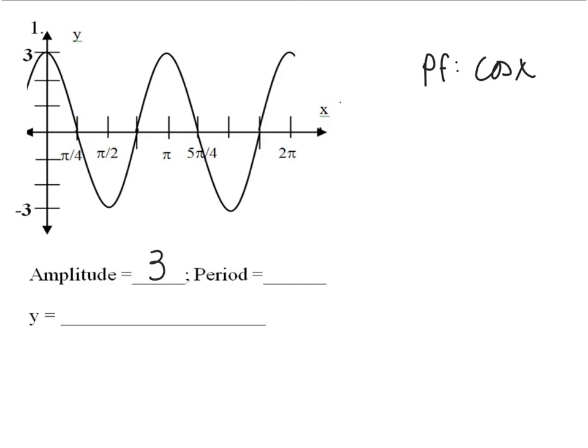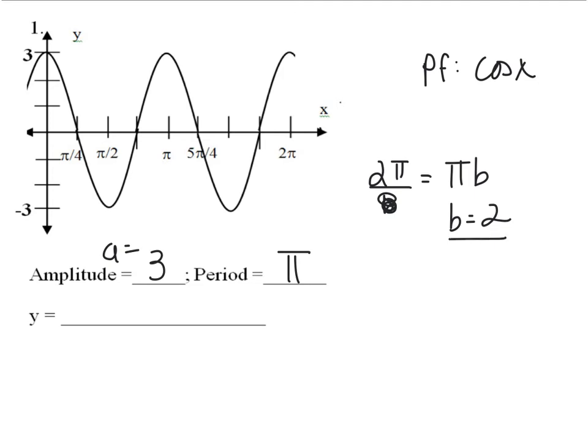The period looks like it's shortened. The period is shortened to pi. Well, I need b to write my equation, so 2 pi over b is going to equal the period. If I multiply times b, right over here, and divide by pi, b is going to equal 2. All right, so I know that A, amplitude, is 3. I know B is 2. It is not phase shifted right or left or up or down, and I'm using cosine. So y equals 3 cosine 2x. You could use theta there if you wanted.